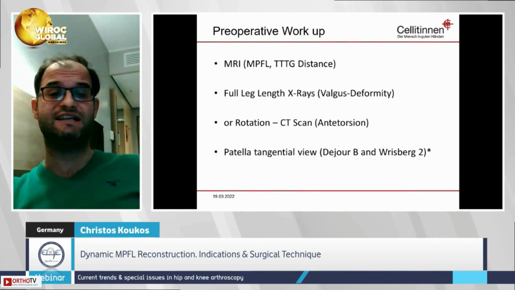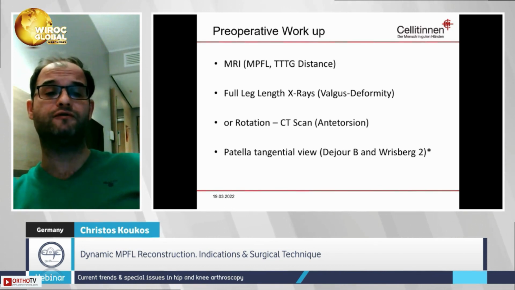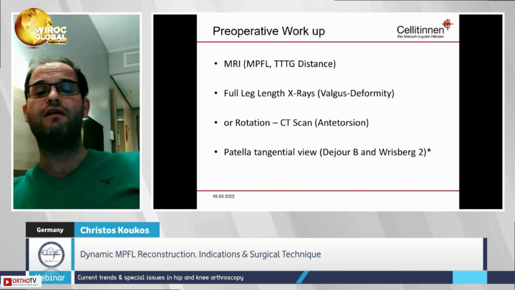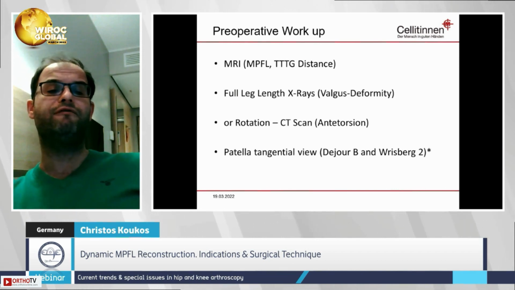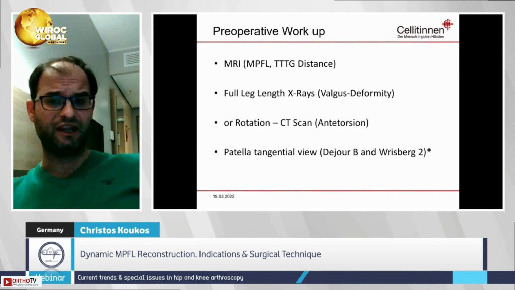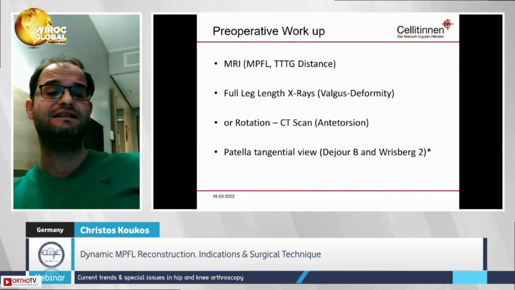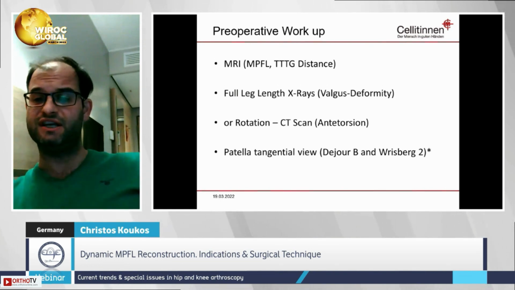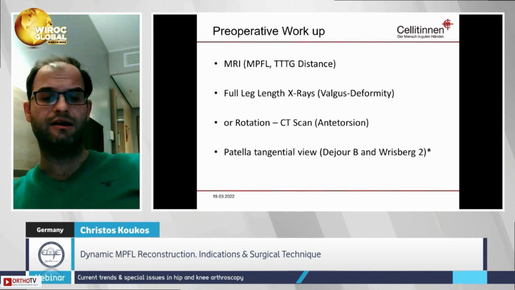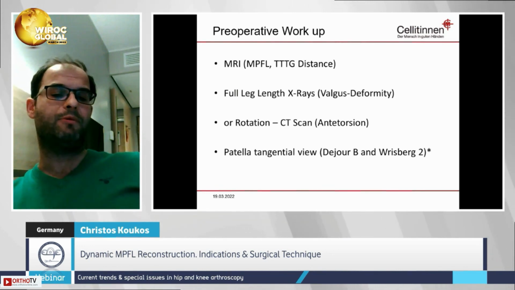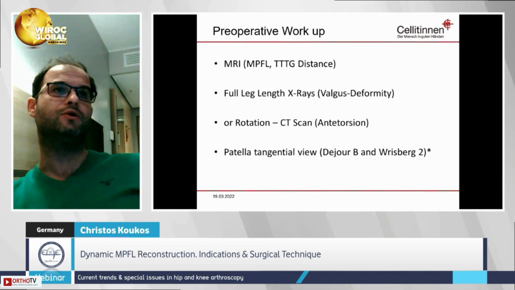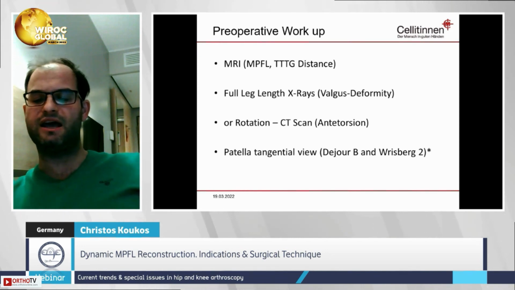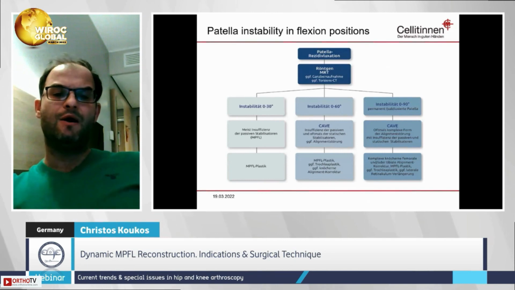Before we do this technique, we have to have an MRI in order to evaluate the MPFL and measure the TTTG distance. In case of valgus deformity, we do full-length X-rays to measure that. In case of anteversion, we do a rotation CT scan in order to maybe proceed with a derotation osteotomy. And we can use the patella tangential view X-rays to evaluate whether we have a patella dysplasia or a trochlea dysplasia.